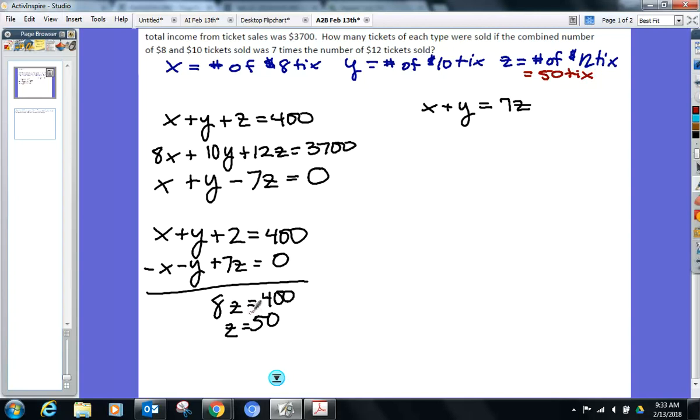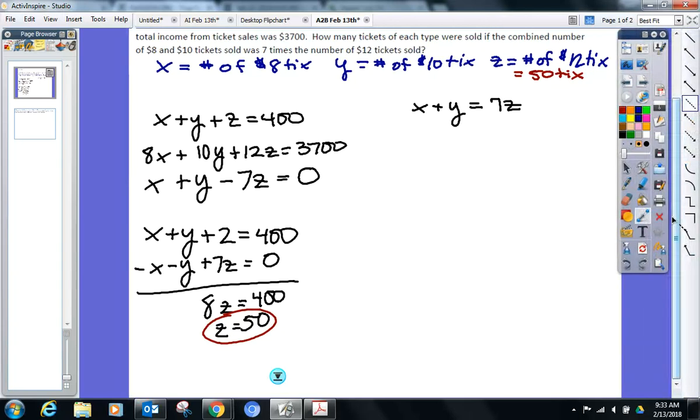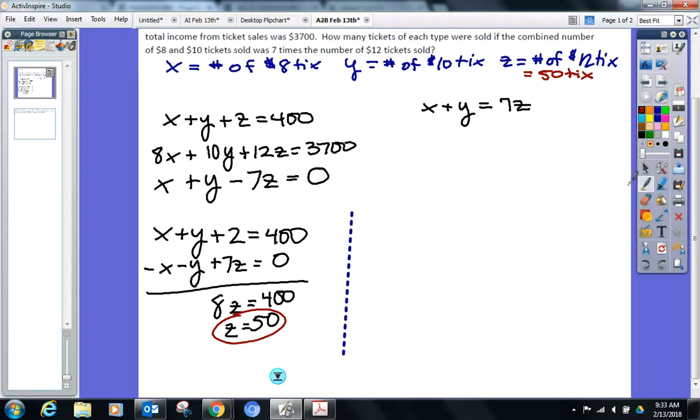All right. What's your next plan of action then to get X or Y now? I know Z's 50.